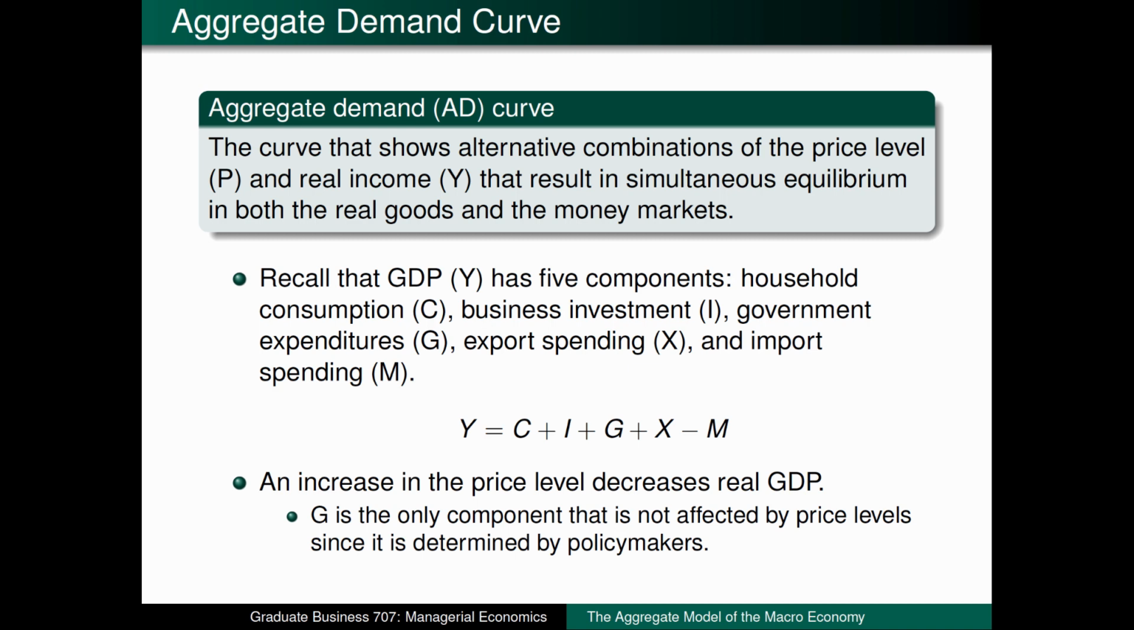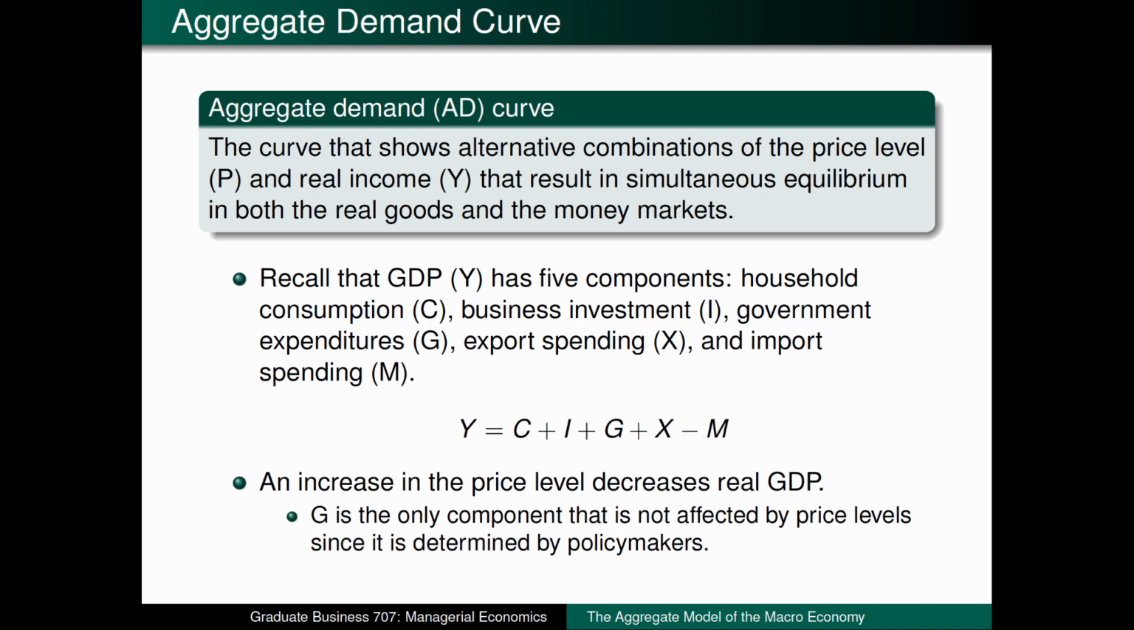Recall from Chapter 2 on supply and demand that demand is all about consumer behavior. So with aggregate demand, what we're going to do is analyze the consumption portion of the macroeconomy. And so aggregate demand is based on the 5 factors that go into GDP: household consumption, business investment, government expenditures, exports, and imports. Although we'll be talking briefly about net exports, we'll take a deeper dive into international trade in our next face-to-face class. As with the traditional demand curve, price and quantity are inversely related.